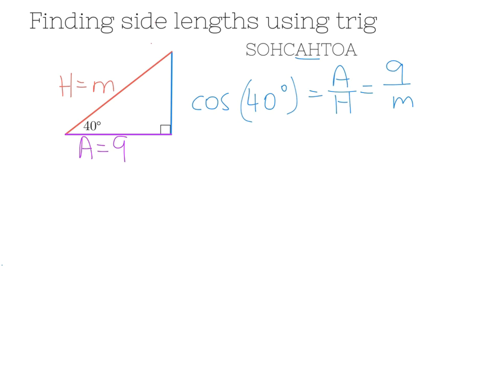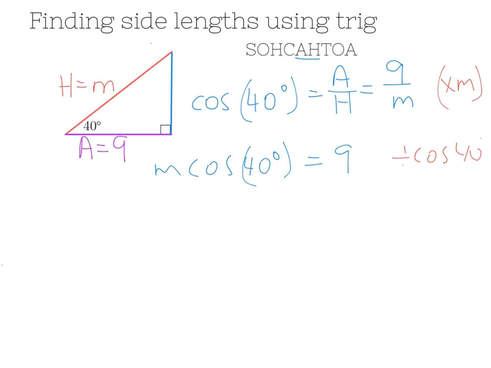To get rid of the division by m, we multiply both sides by m. This becomes m cos 40 degrees, which is equal to 9. To get rid of the cos 40 from the left-hand side, we have to divide both sides by cos 40. So now we have m equals 9 over cos 40. On a calculator, that's equal to 11.75.